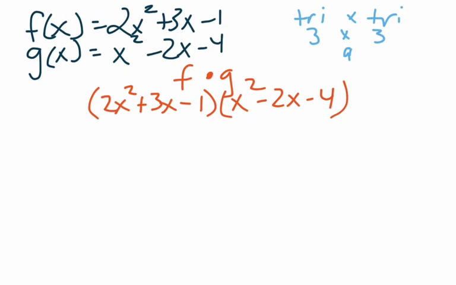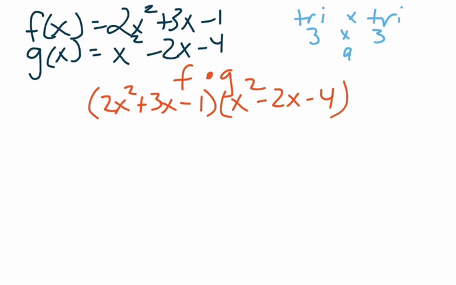When we do all of the distribution, we are going to end up with 9 terms, which means this next line down here is going to be very long. It's going to have 9 terms. If you don't have 9 terms, it means you missed one of the multiplications along the way.